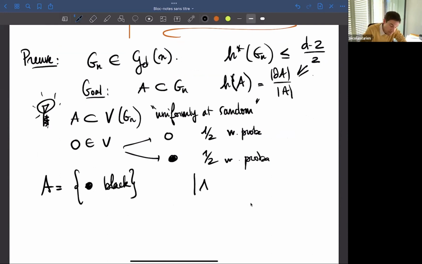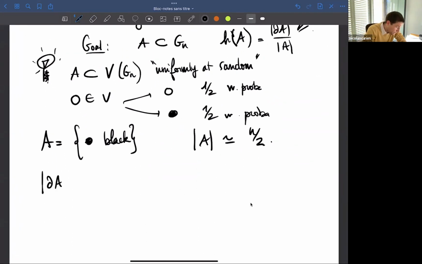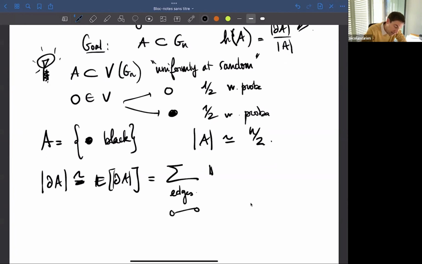So what is the size of A? Well, you had n vertices, you color them independently with probability half, so the size of A is roughly n over 2. You agree with that? It's very concentrated, it's a law of large numbers. What is the boundary of A? You have to believe me here as well: it's very well approximated by the expectation of the size of the boundary. And the size of the boundary is very simple. You sum over all edges of your graph the probability that your edge is in the boundary of A.